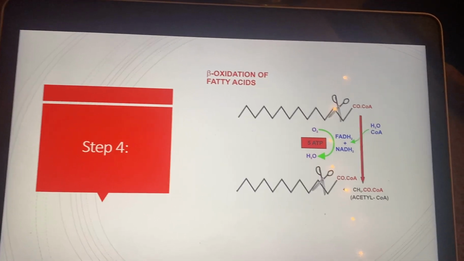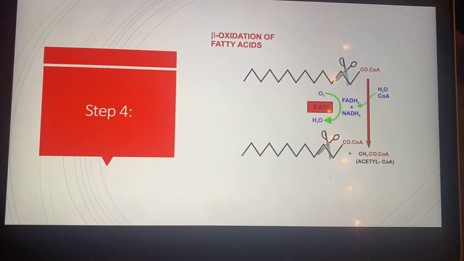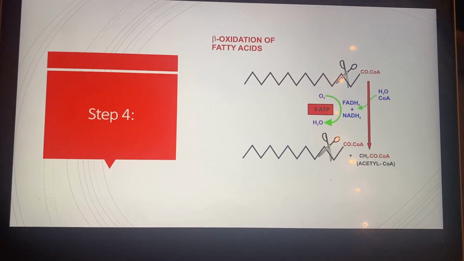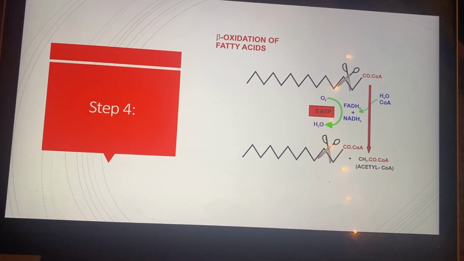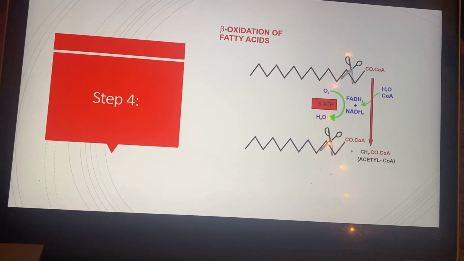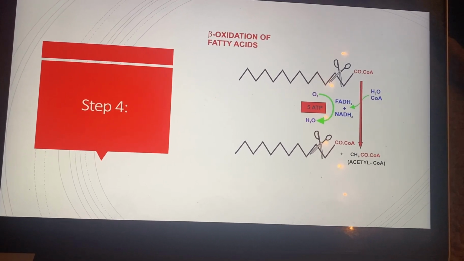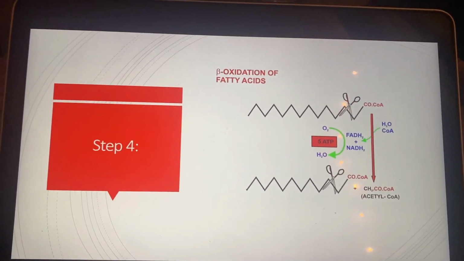Finally, this brings us to step 4, which is the beta oxidation of fatty acids. Once the fatty acyl-CoA enters into the mitochondrial matrix, beta oxidation can occur. And this occurs by cleaving 2 carbons every cycle to form acetyl-CoA, water, and 5-ATP.